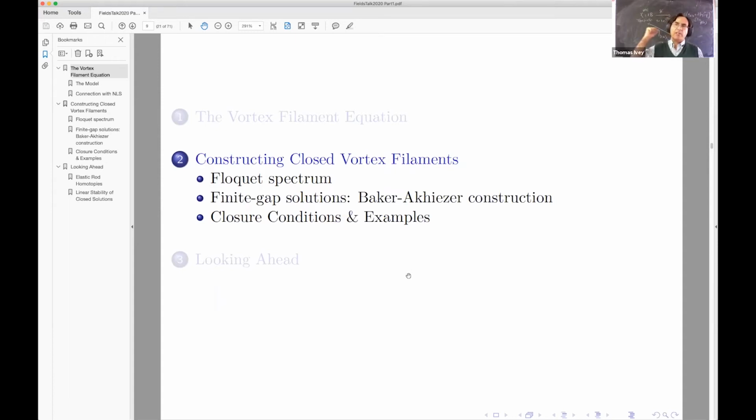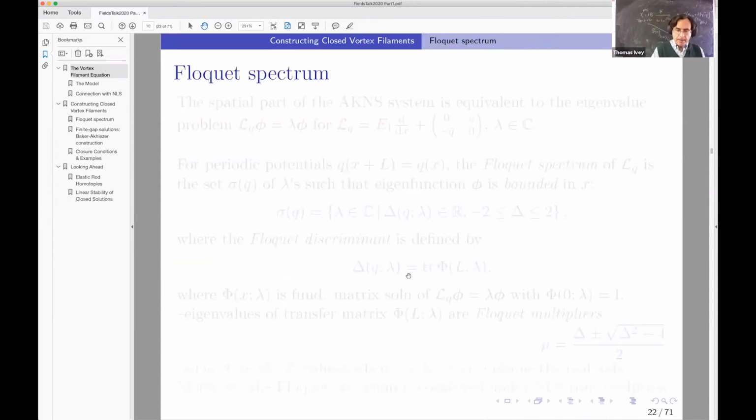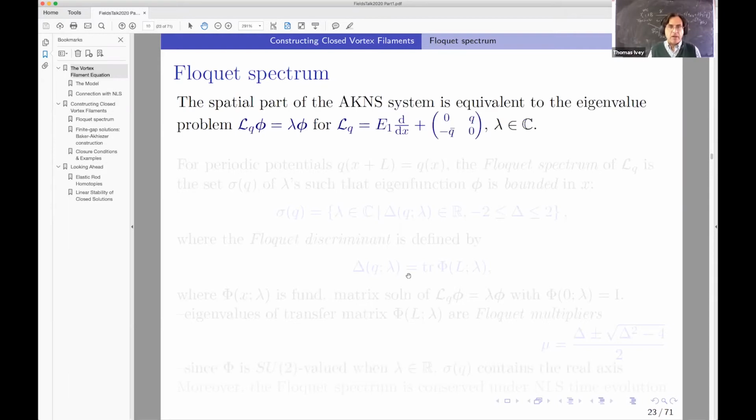And as I hope my explanation on the board showed you, I want to start by getting together some periodic NLS solutions, periodic in x. Okay, so those are constructed by considering the Floquet spectrum of such a solution. Okay, what does that mean?